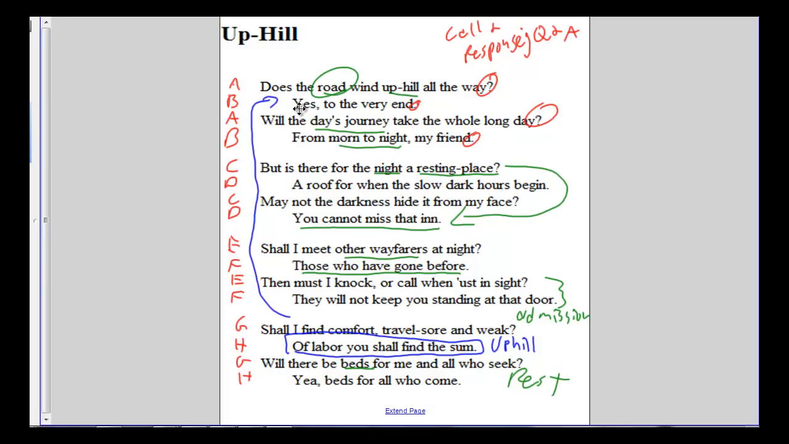Well, this is an uphill journey the whole way. "Does it go uphill the whole way?" "Yes, to the very end." I don't know if you're a hiker, but that sounds tiring to me. "But of labor you shall find the sum." That's an interesting statement. We'll have to come back to that. "But there is beds for all," and there will be rest at the end of the day.